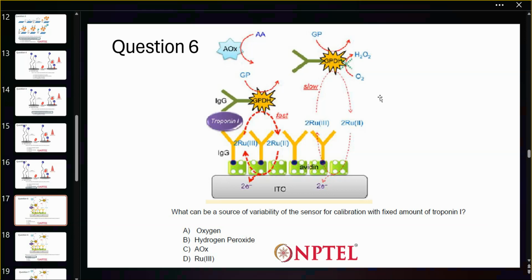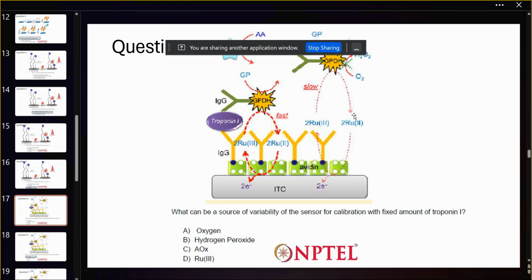So the only thing that is variable in this entire setup is oxygen, because oxygen is coming from outside, it is not a byproduct of any reaction. So what can be a source of variability of the sensor for calibration of a fixed amount of troponin? Whether it's oxygen, hydrogen peroxide, AOX, or ruthenium. What do you think will be the answer?